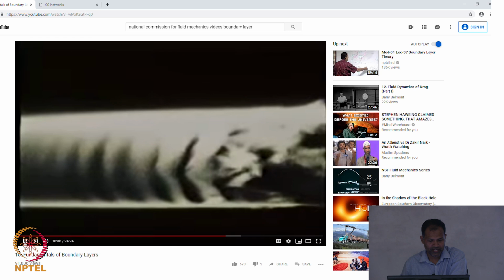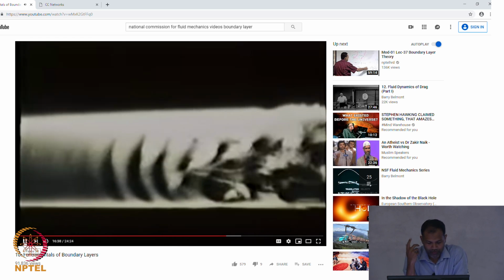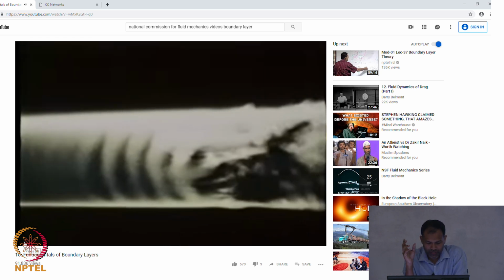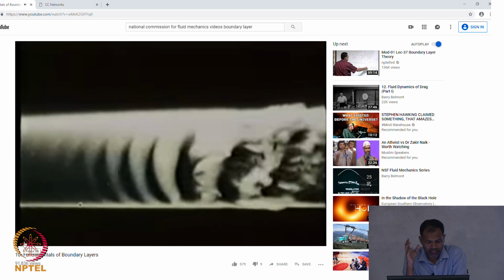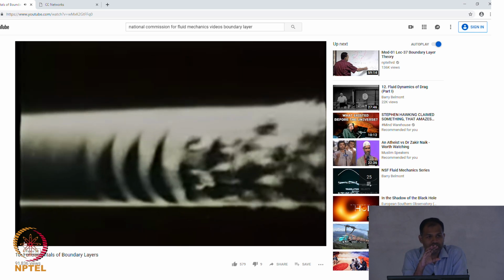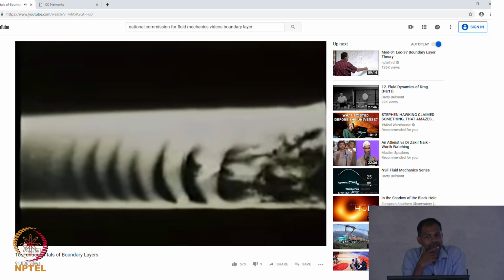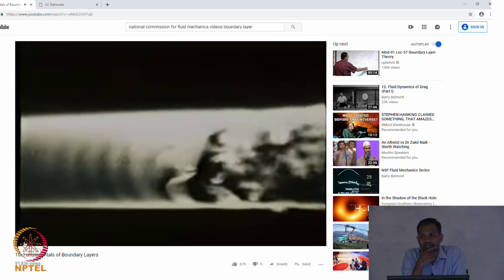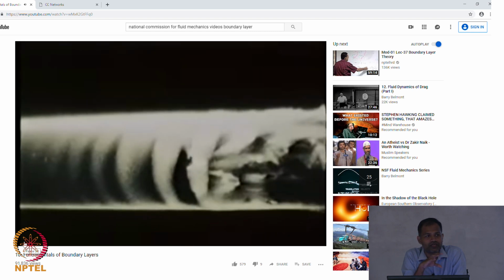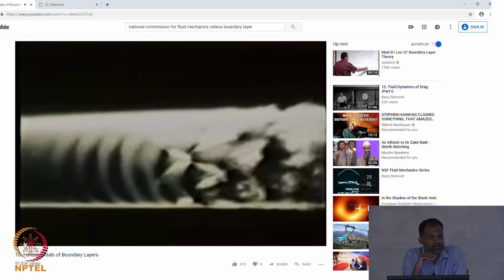So this is what the boundary layer would look like if you put lots of, let's say, something that you can visualize. You will see how smooth the laminar region is and how things turn turbulent as the boundary layer undergoes transition. So this is the laminar turbulent transition in a boundary layer.